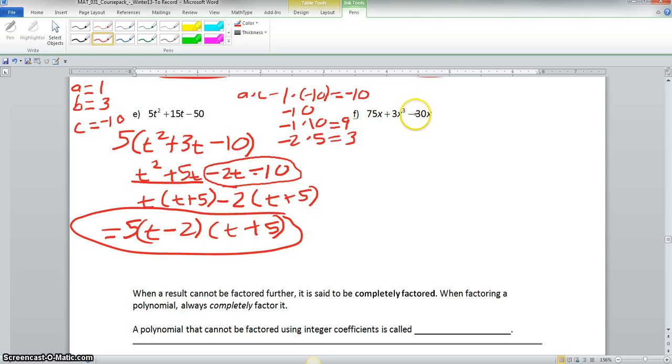Okay, now we come to F. First thing we notice is it's not in the proper order, so we must write it in its proper order. So the 3x cubed will go first. Well, first let me separate this.